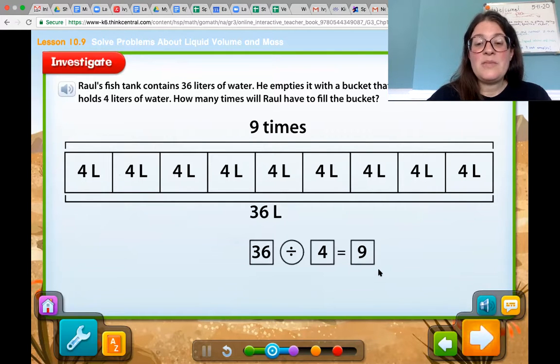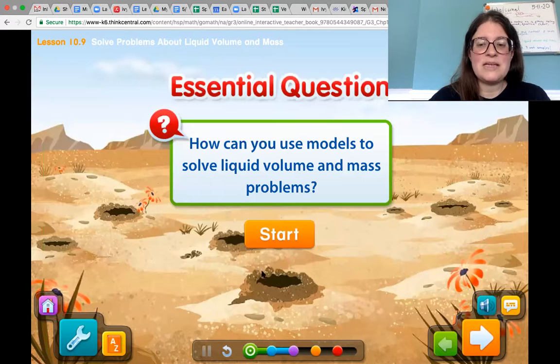Now I'm thinking about the original question in this problem, and it was with the rocks, and it was about how do you find out how much the rocks weigh together. So I'm going to hit this home button and see if it'll do what I want it to do. How can you use models to solve liquid volume and mass problems? I don't think I can get this to do this, so thanks for bearing with me.